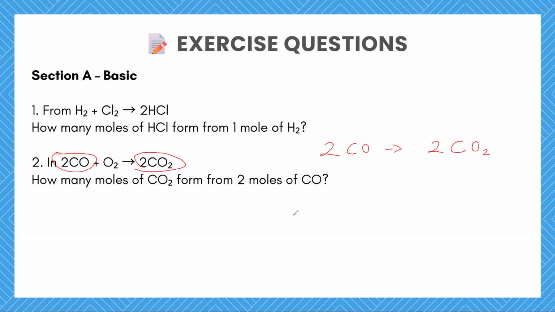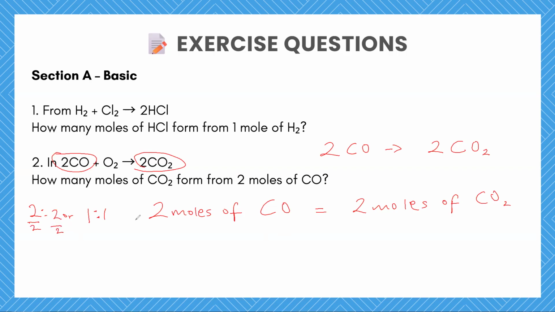From the equation, we can see that 2CO produced 2CO2. What this means is 2 moles of carbon monoxide produced 2 moles of CO2. So therefore, the mole ratio becomes 2:2, or we can even break it down to its lowest term, 1:1, because when 2 is divided by 2 and the other 2 divided by 2, they become 1 basically.